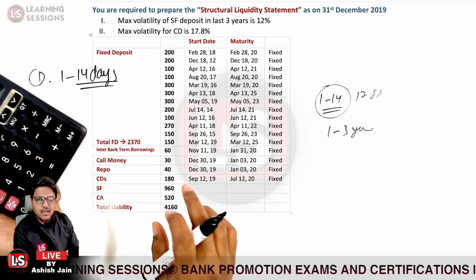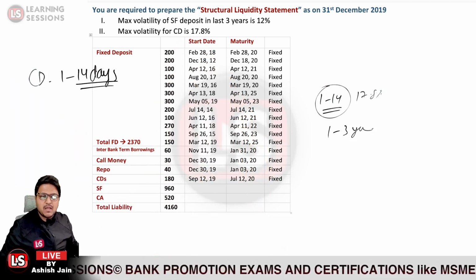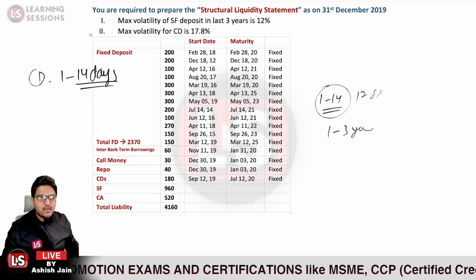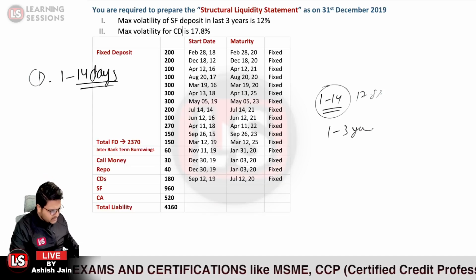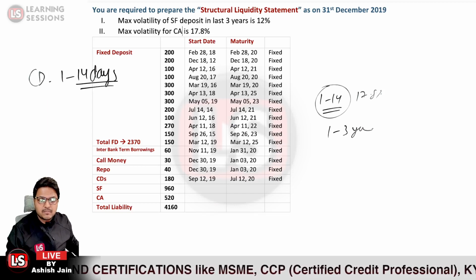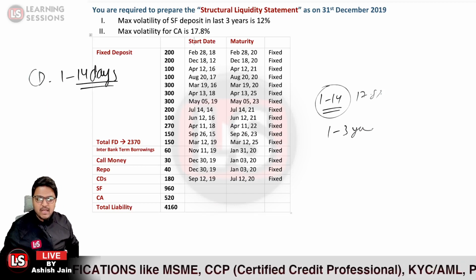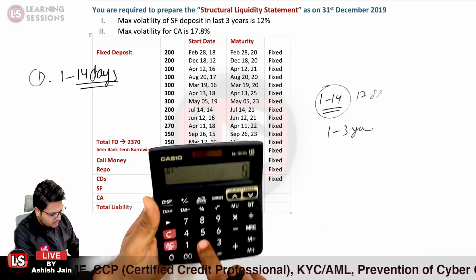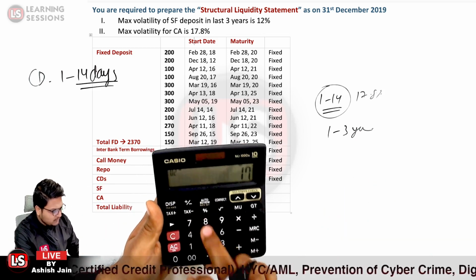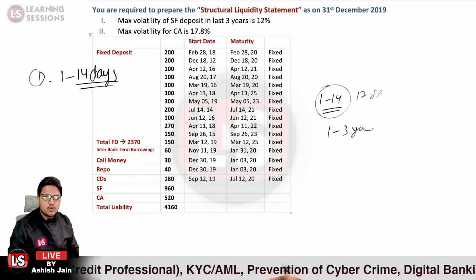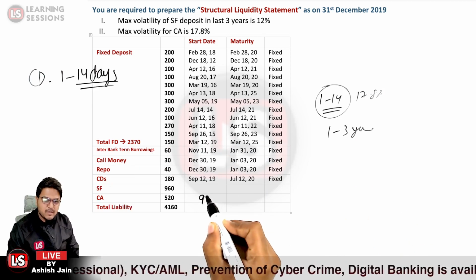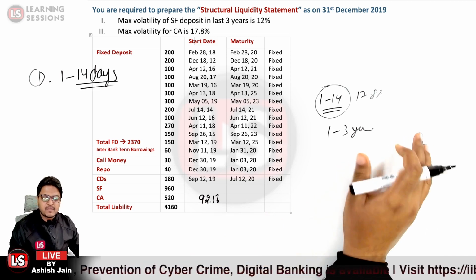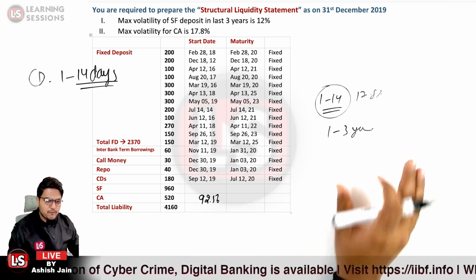There is actually a misprint over there. It must be the CA over here, that is, the current account deposit is given to be 17.8%. So it will be 520 into 17.8%, and it comes out to be 92.56. Just let me mention it over here. This is the volatile part which will be placed under the 1 to 14 days bucket, and that will be the answer for the first question.